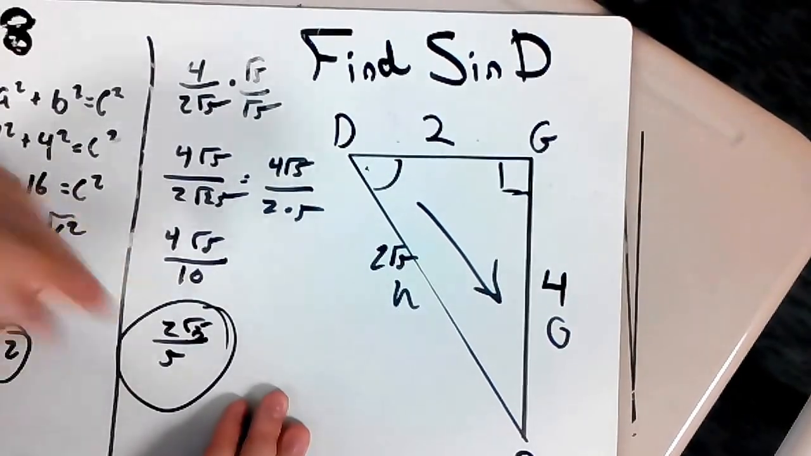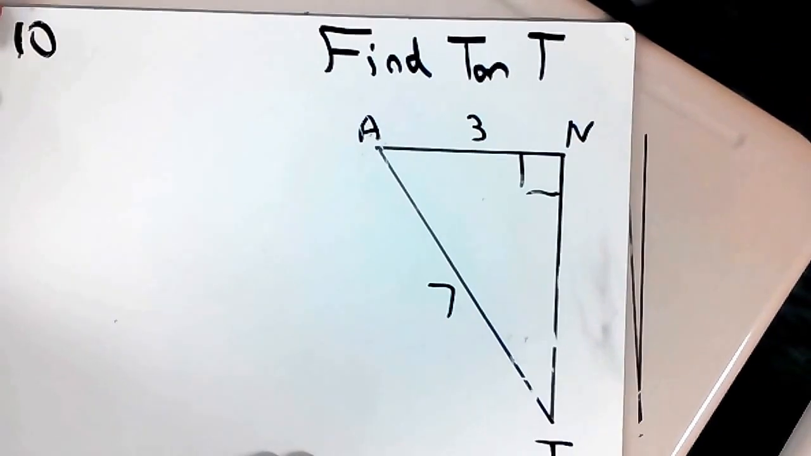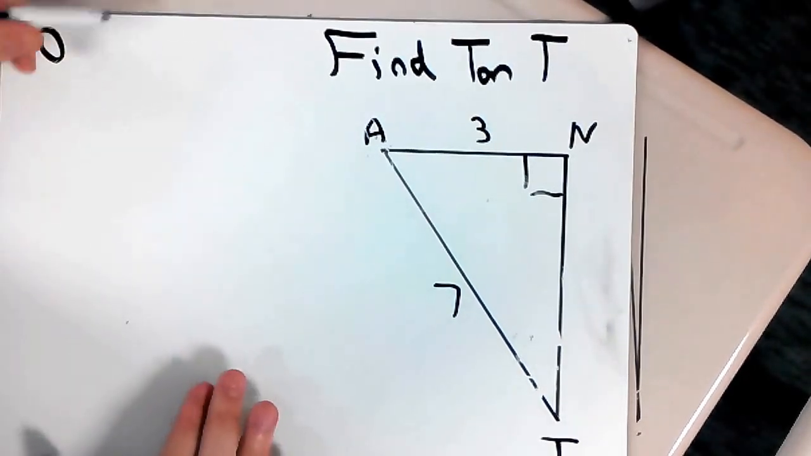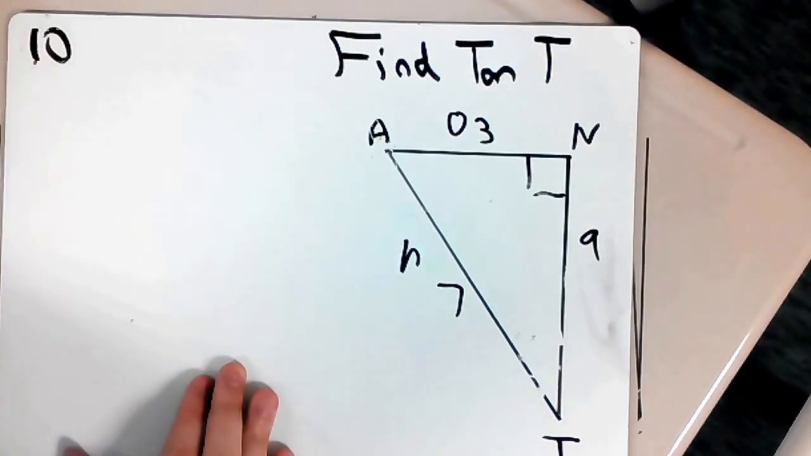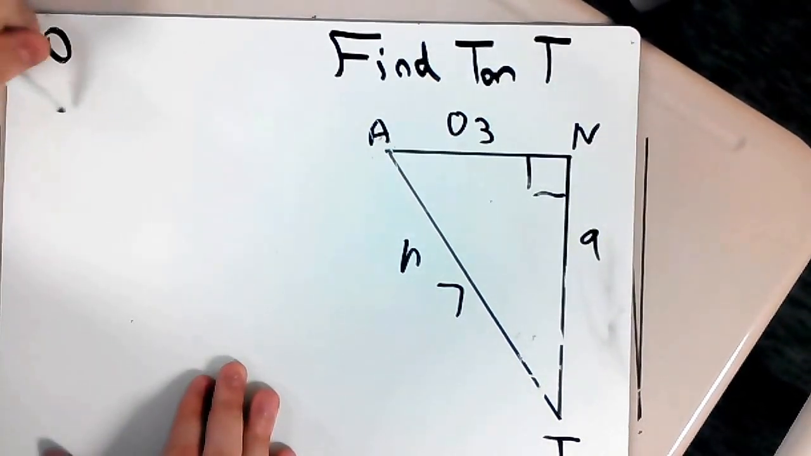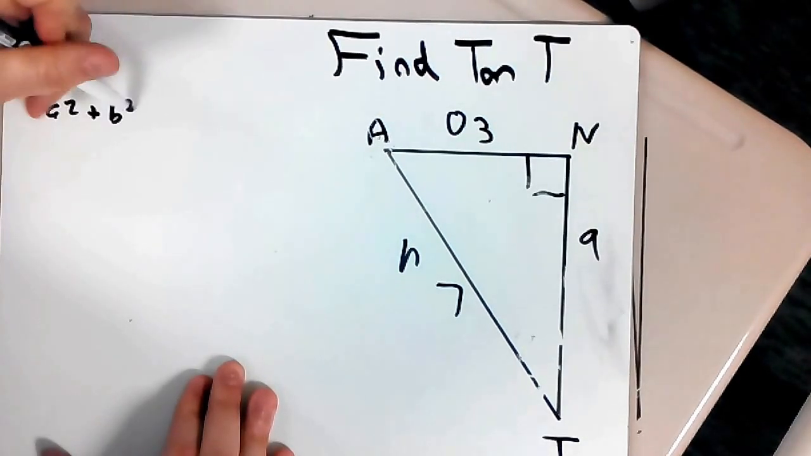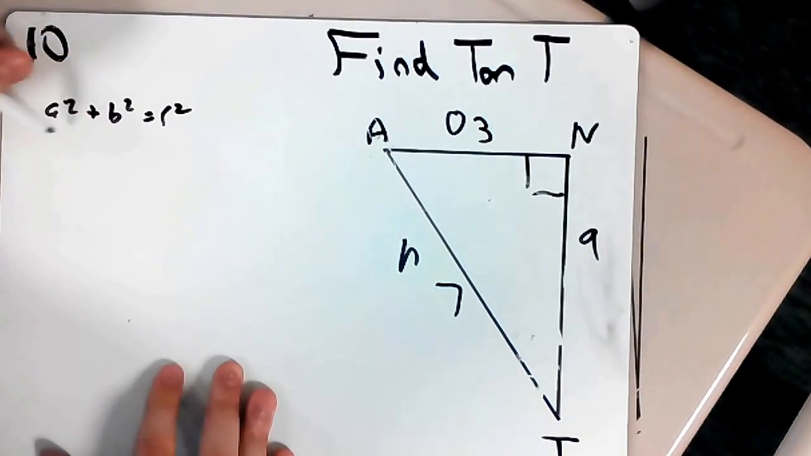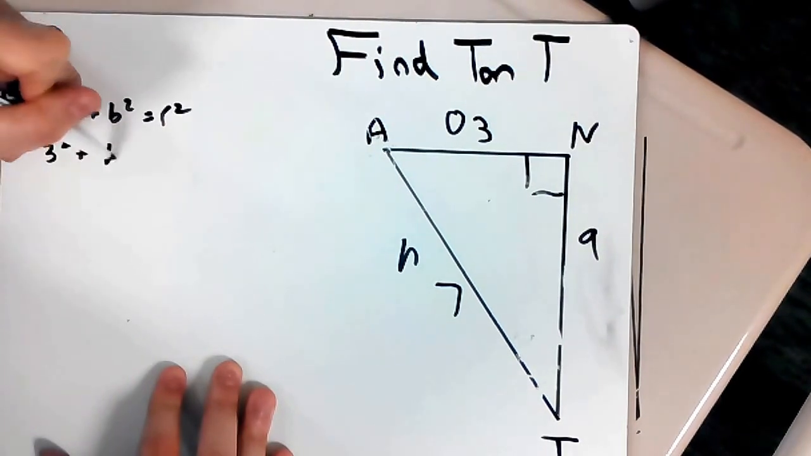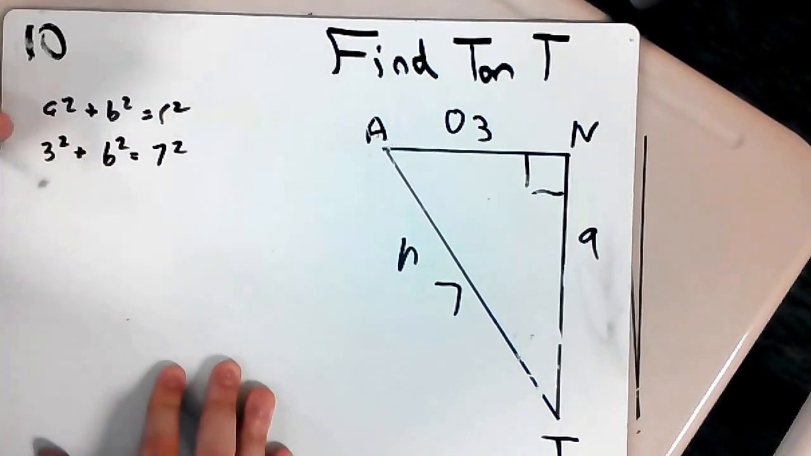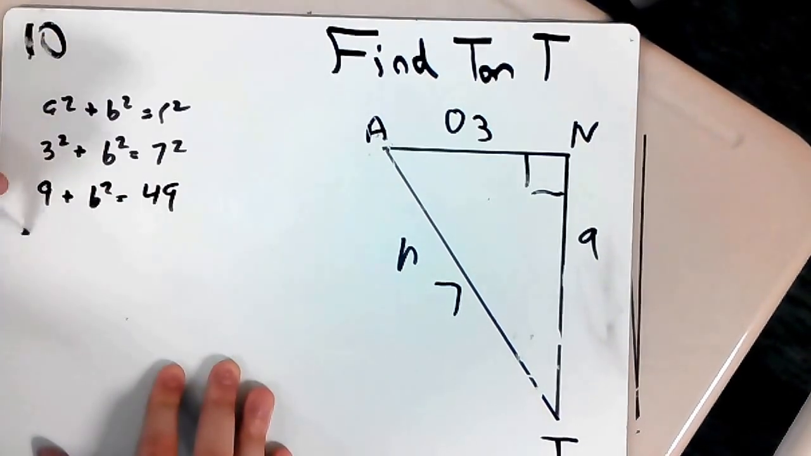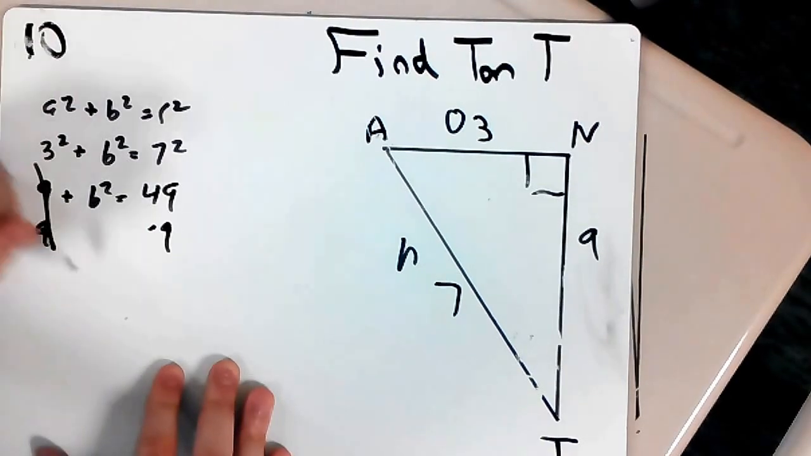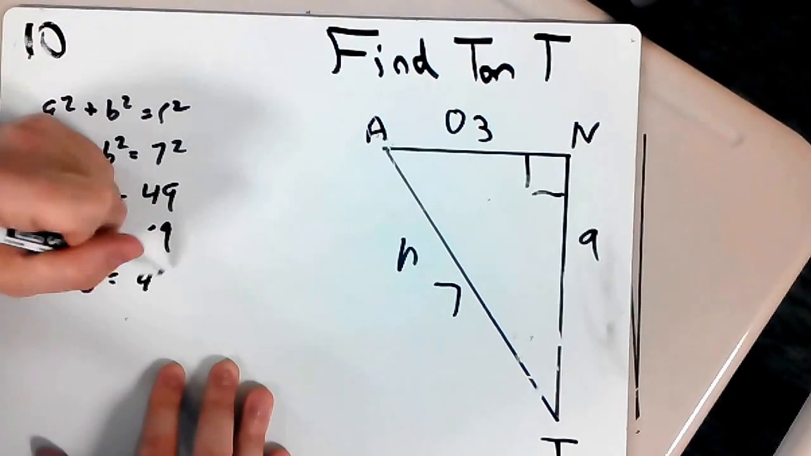There we go. Okay, last example. Let's see if I can get this done before the bell rings. So now I have to find the tangent of t. So this is opposite, hypotenuse, and adjacent. I need the adjacent side. Okay, so a squared plus b squared equals c squared. 3 squared plus b squared equals 7 squared. 9 plus b squared equals 49. I subtract 9, so b squared equals 40.